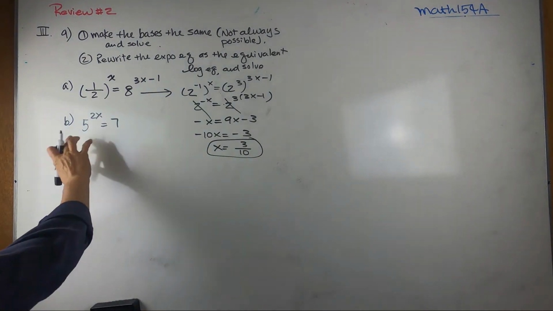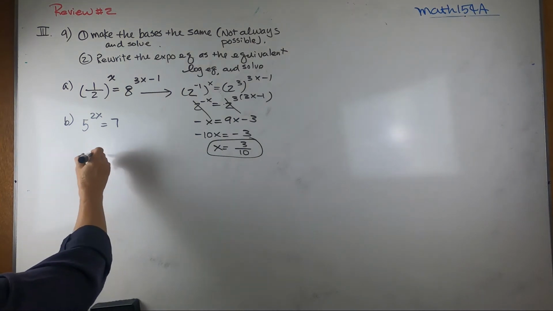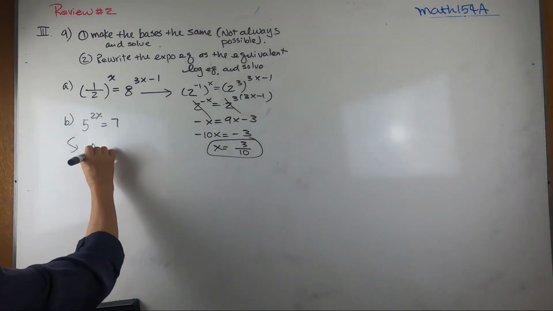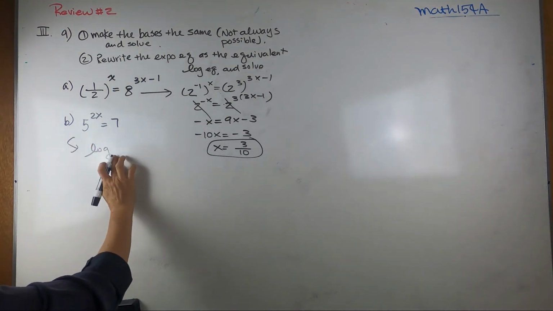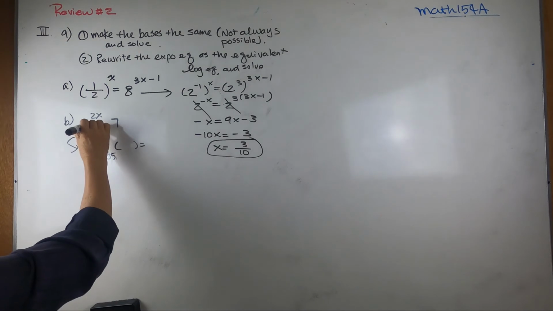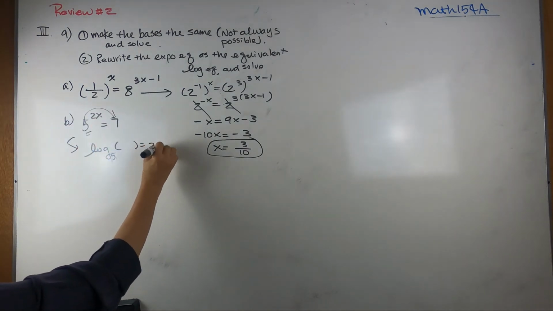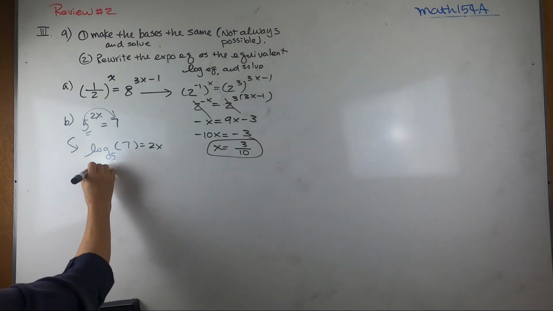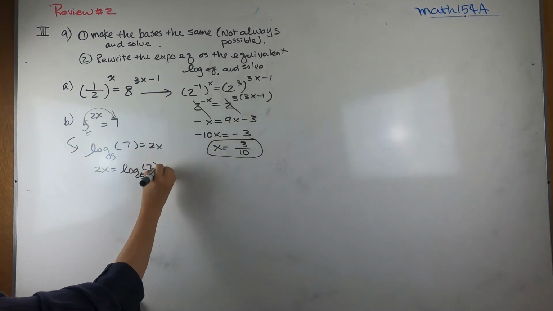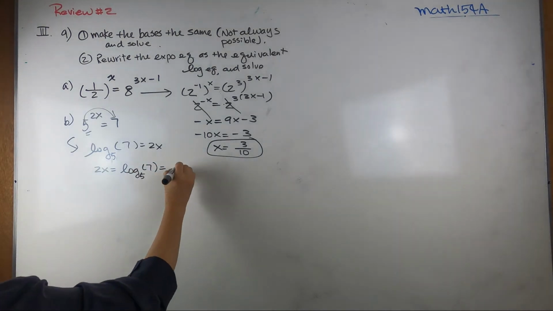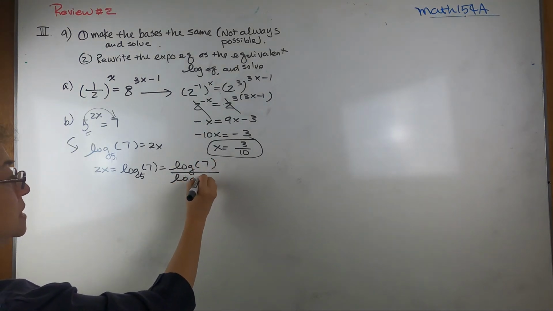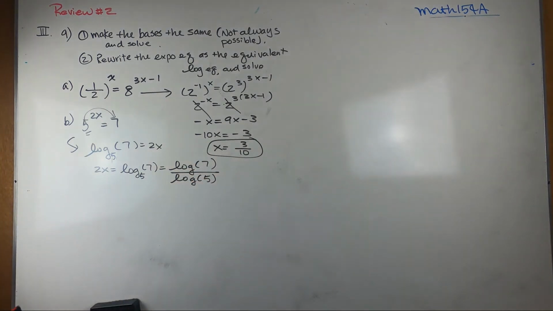And if we have different bases, then we have to rewrite it as a log, right? So we will have log base 5. Which one is inside, which one is outside? You hook here, get inside. So your 2x equals log base 5 of 7. Then you use the calculator to find the value by what? The change of base formula to a common log with base 10, right?